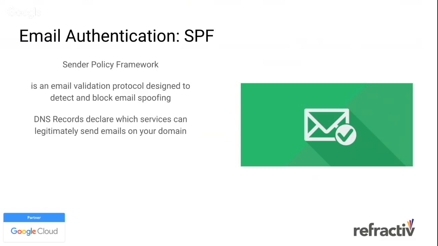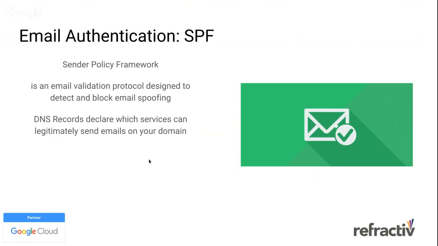So we might say we use Google, we use MailChimp, we use a couple of other services, but we declare to the internet which ones. So a receiving service, not a human, but the service, can say, I've got an email that purports to come from refractiv.co.uk. Let's go look up where that might have come from. And if it didn't come from one of the authenticated sources, then it treats it more suspiciously, maybe trusts it less.